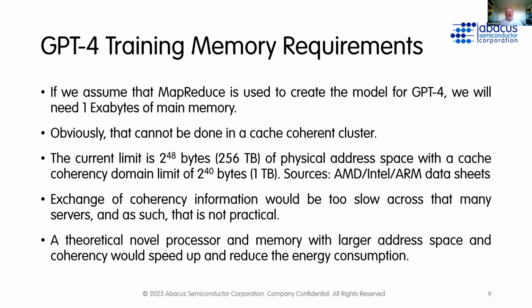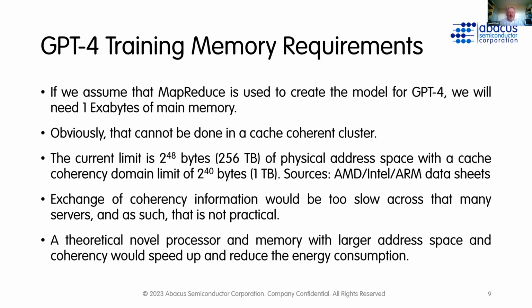The highest number I found was 2 to the power of 40 bytes, which is 1 terabyte. And that's sort of questionable, because the cache entries don't seem to be large enough for that. But that's what's being claimed, right? So at this point in time, we have a problem that is so big that we need exabytes of DRAM, ideally in a cache coherent fashion, for which there's no processor and no memory that exists to support that. And even if we did that, the exchange of coherency information is too slow across a network. And therefore, that's not practical either.